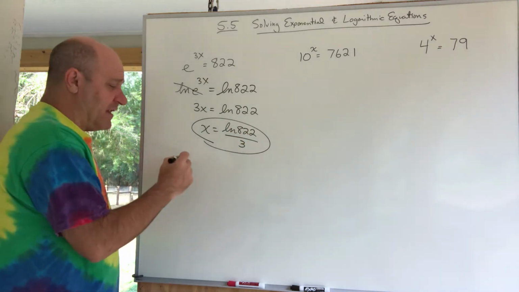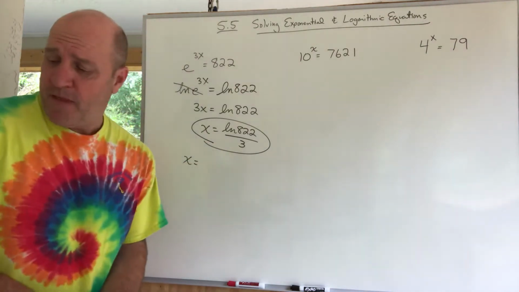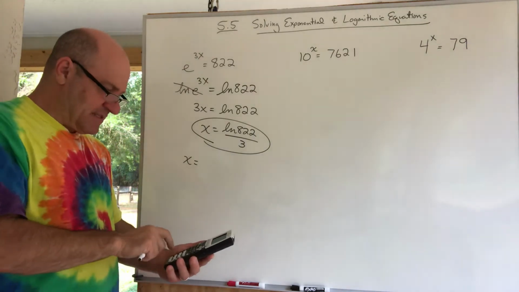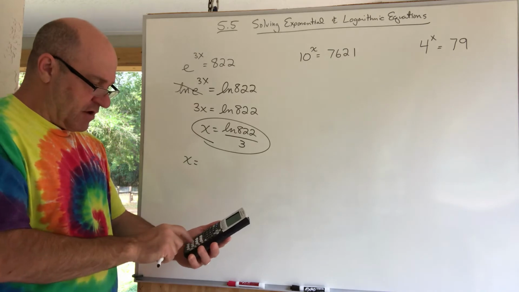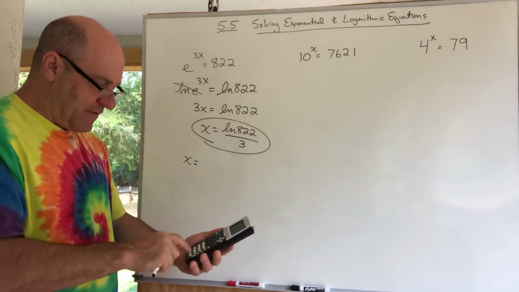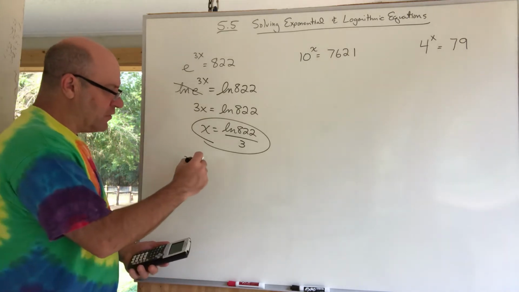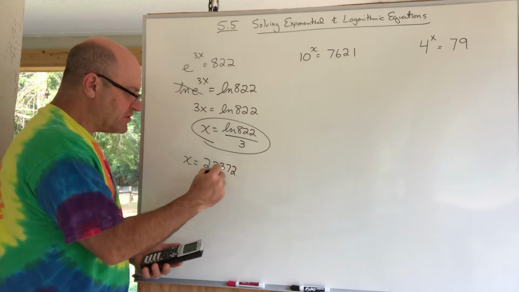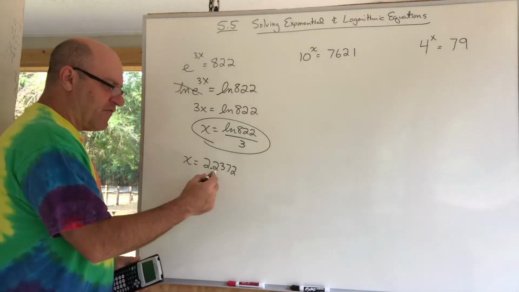So there is a calculator version of this answer, a decimal version of this answer. I'll just try it. If I pick up my calculator and my glasses, I can maybe see this. There's my natural log button. I can do the natural log of 822, I can hit enter, and then I can divide by 3. And I'm getting 2.2372.